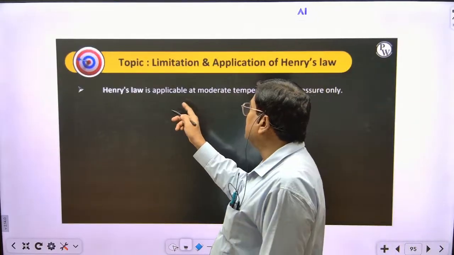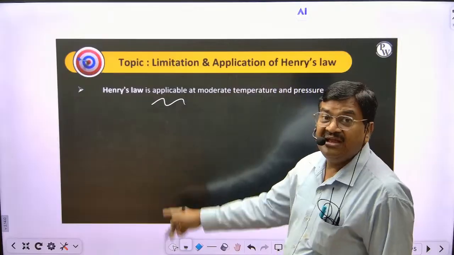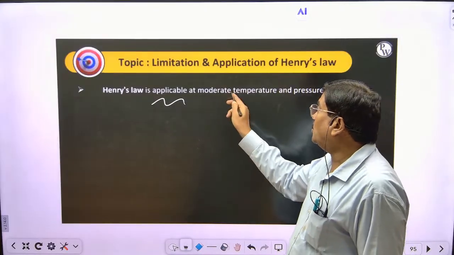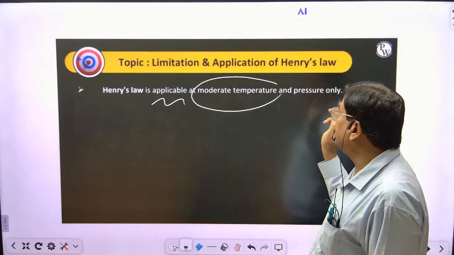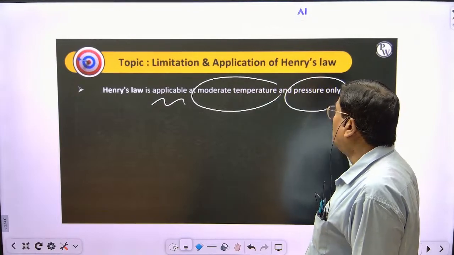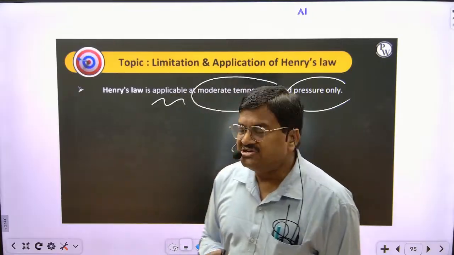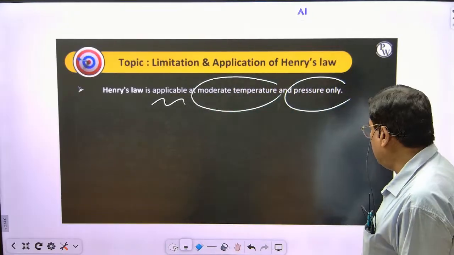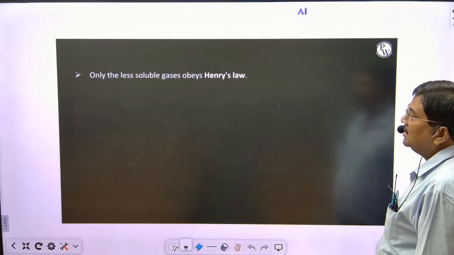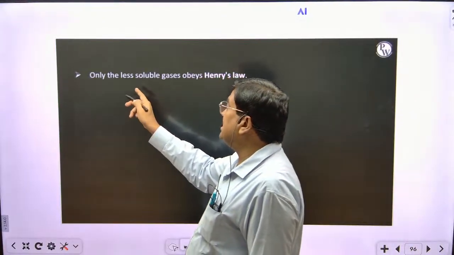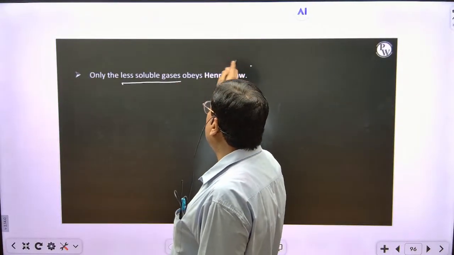Now see next. Henry's law is applicable under what condition? That's the limitation we wrote just now. At moderate temperature, not at very low temperature, and at moderate pressure, not very high pressure. That is the limitation of Henry's law. Clear? Yes.